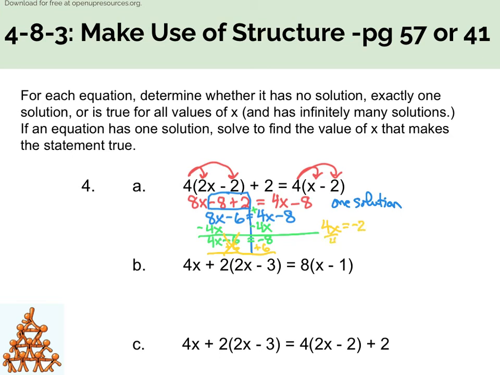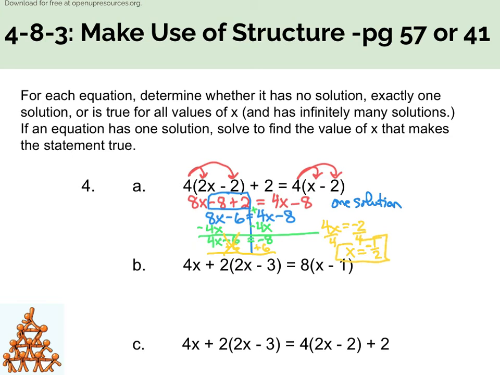And then we are going to divide by 4 because 4 and x are multiplying. So we have negative 2 over 4. This is actually a fraction. Let's reduce it as much as possible. It's going to be negative 1/2. So this is our one solution, and it will be x equals negative 1/2.